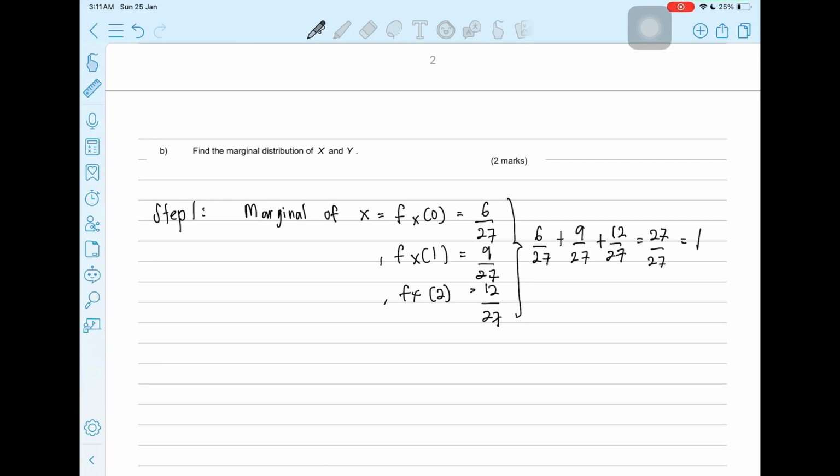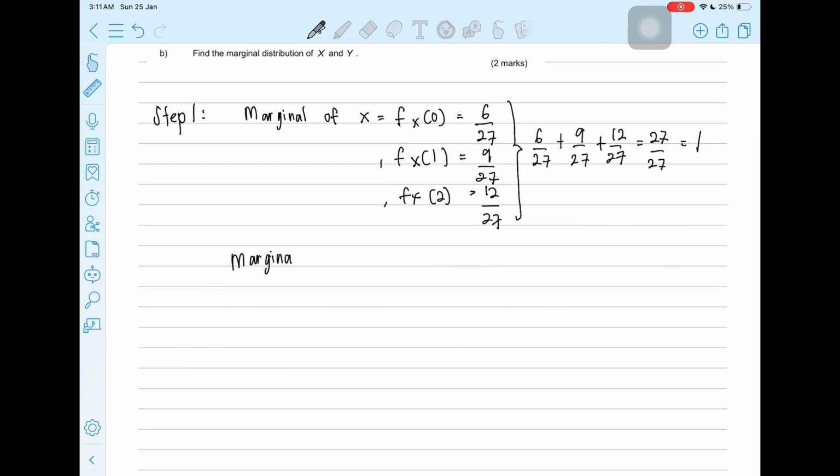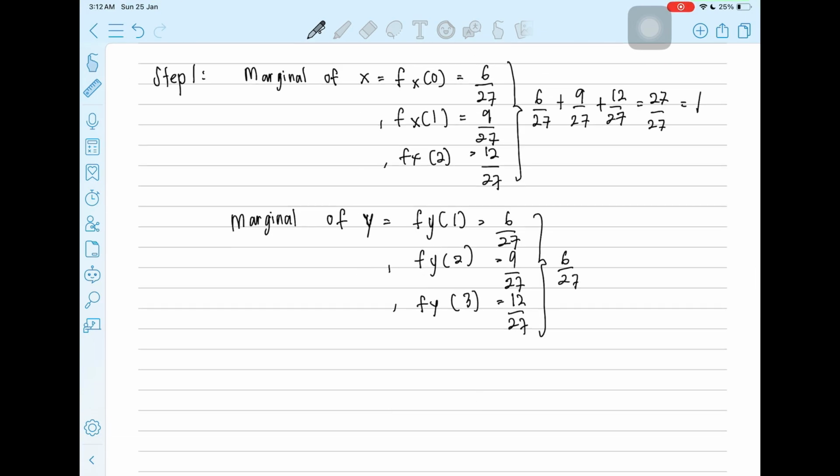Next, we find the marginal of y. So fy1 equal to 6 over 27, fy2 9 over 27, fy3 12 over 27. So we calculate all of them, then we get 27 over 27 equal to 1.